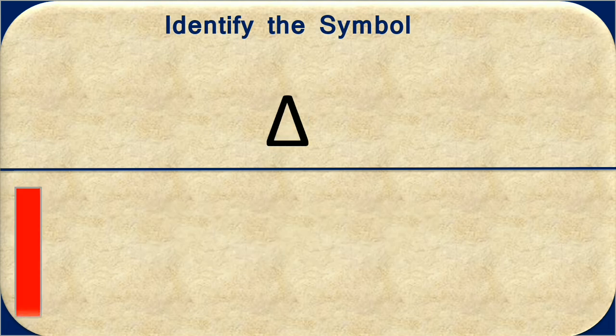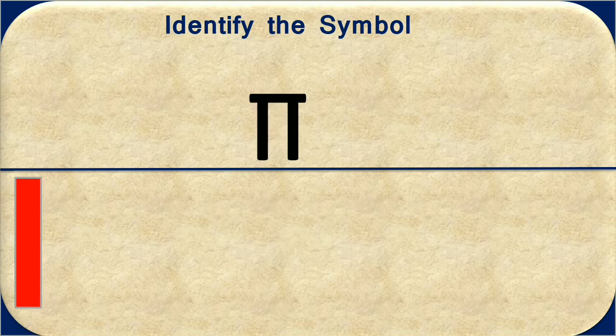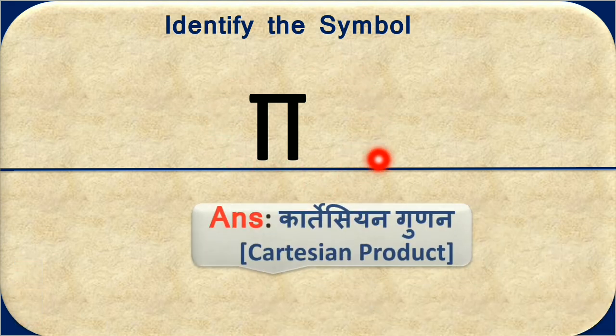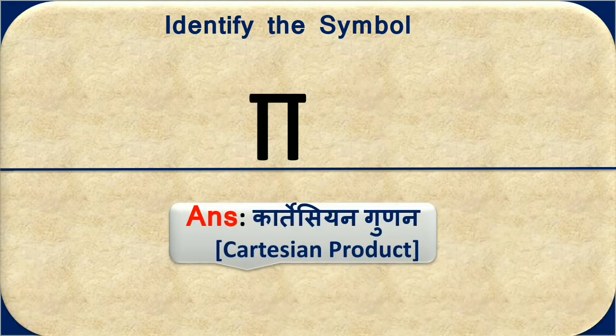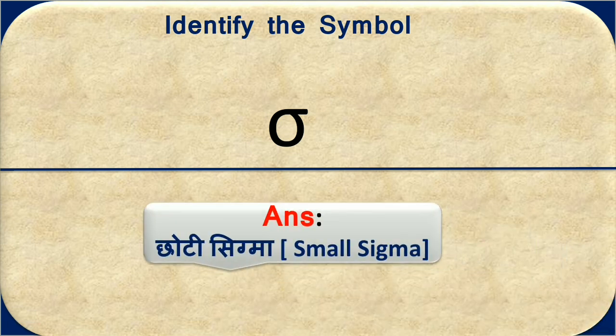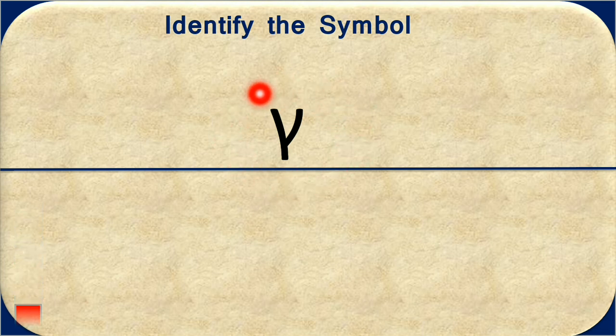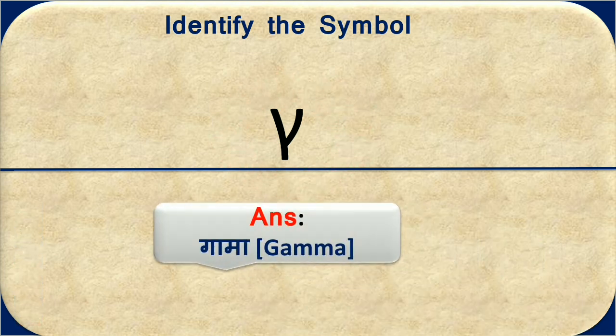Identify this. What this symbol is? This is delta. What this symbol stands for? Identify it quickly. This symbol is Cartesian product. Identify this symbol. This symbol is... Identify it quickly. Small sigma. Identify this symbol. This symbol is... Identify it quickly. This is gamma.